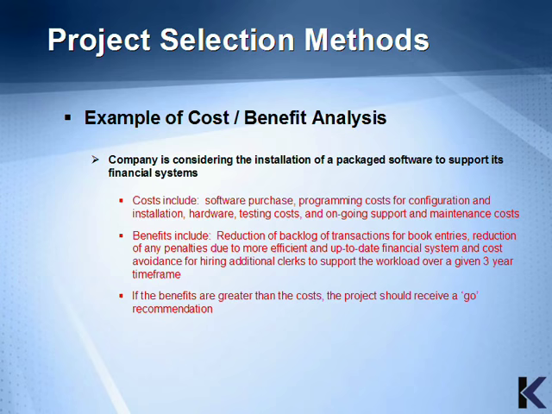An example of this would be a company considering the installation of a packaged software to support its financial systems. The costs would include the software purchase, programming, testing, hardware, and ongoing support and maintenance costs. Benefits would include reduction of backlog of transactions for book entries, reduction of any penalties due to more efficient and up-to-date financial systems, and cost avoidance for hiring additional clerks to support the workload over a 3-year period. If the benefits are greater than the costs, the project should receive a go recommendation.